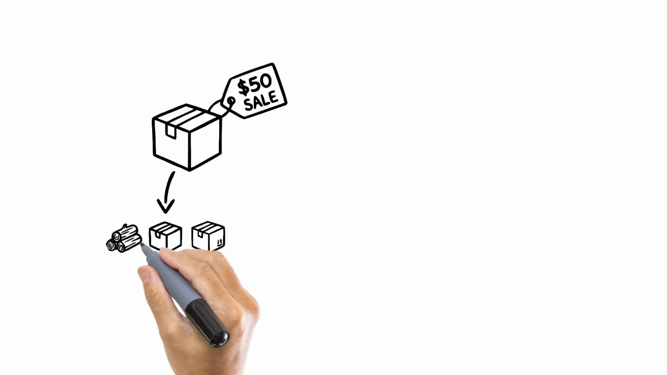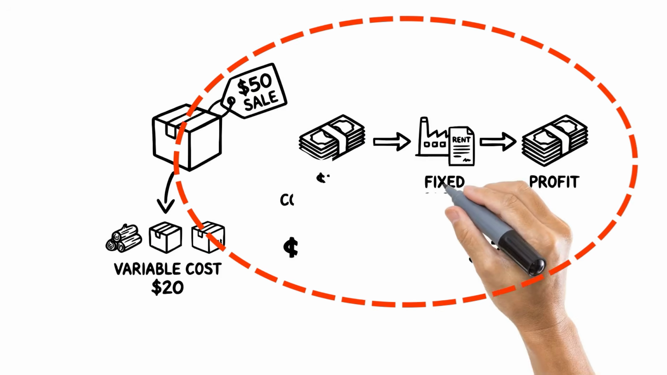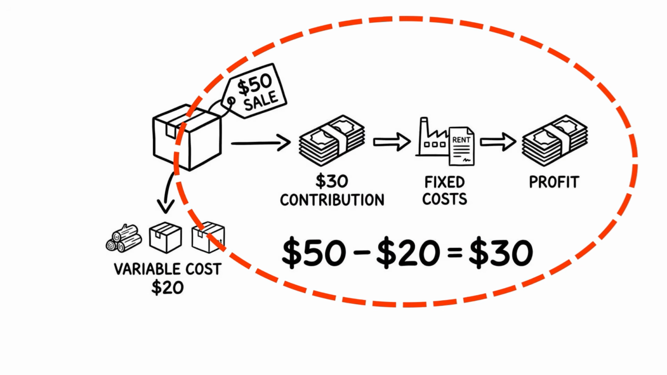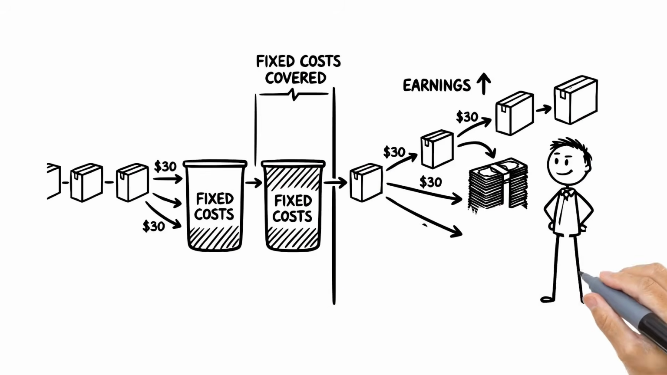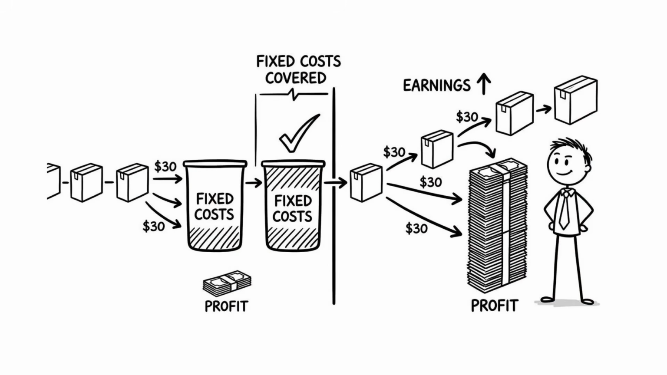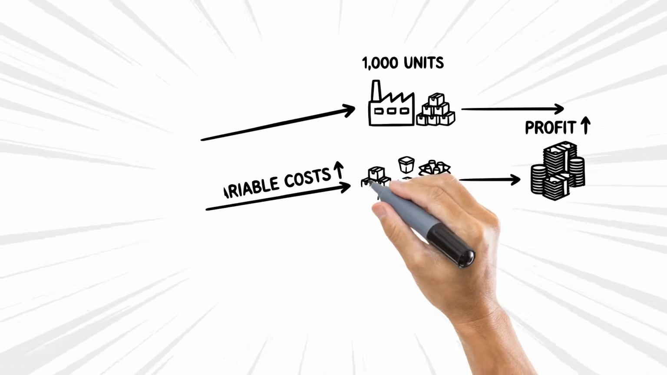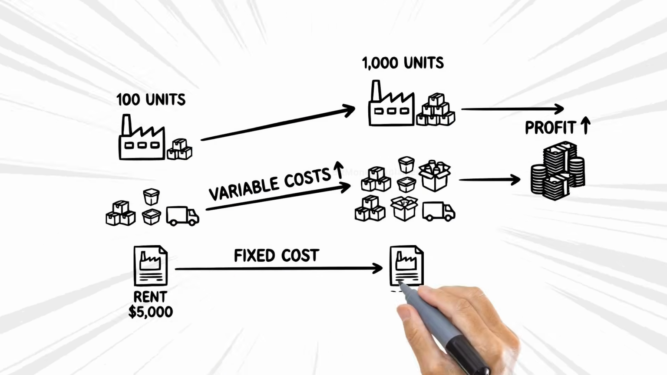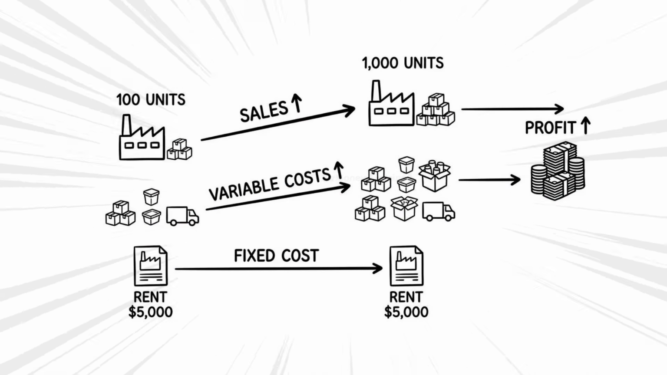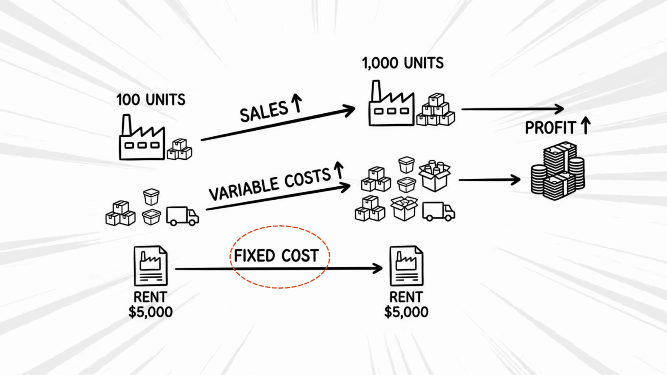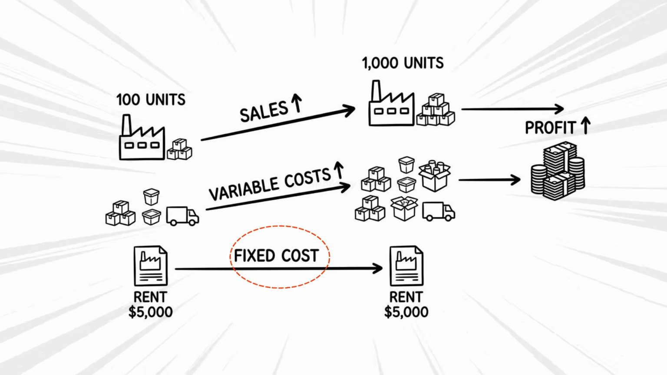Suppose each product sells for $50 and its variable costs total $20. Each sale contributes $30 toward fixed expenses and eventually profit. Once enough products are sold to cover fixed costs, additional profitable sales can have a much stronger impact on earnings. Understanding this difference helps owners forecast growth. When sales increase, some expenses rise automatically, while others remain relatively stable, which changes how additional revenue converts into profit.